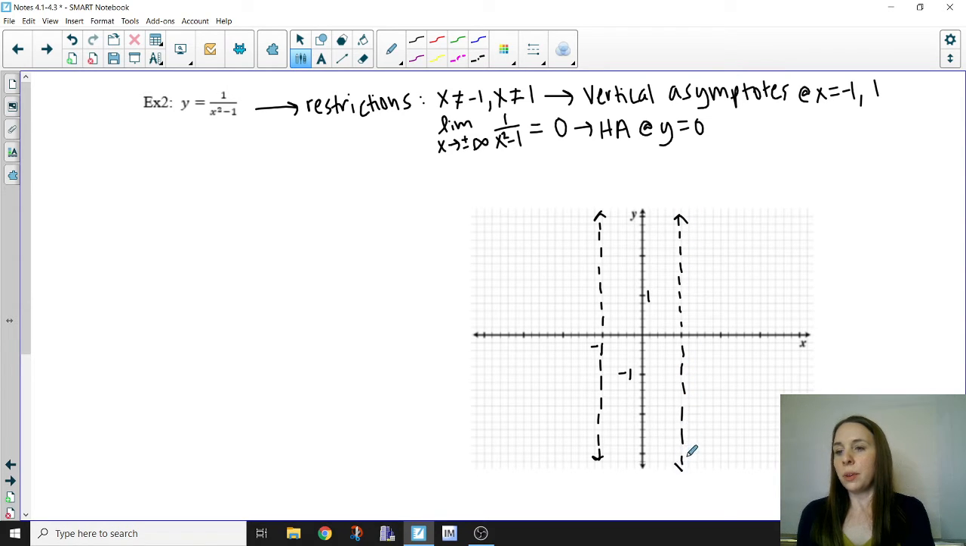There is also a horizontal asymptote at y equals 0, which is just right along the x-axis. Setting your asymptotes is good to do at the start. Now we get into the fun. Let's take a first derivative.